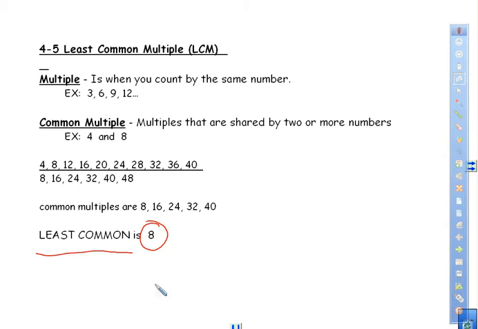All right, looking at this, first of all, it says, what is a multiple? Well, a multiple is when you can count by the same number. So you're counting by, in this case, threes. So when we do this, you're looking at 3, 6, 9, 12, and then it would be adding another 3 to this, which would be 15, and another 3 onto 15 would be 18, and so on. That is a multiple, counting by that particular number.